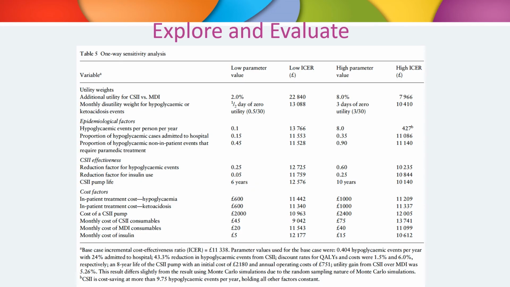The authors perform a sensitivity analysis by varying each parameter within a reasonable range to see how it affects the incremental cost-effectiveness ratio. From the analysis, two dominant factors were identified. The first one was additional utility from continuous subcutaneous insulin infusion, and the second is the rate of hypoglycemic events.